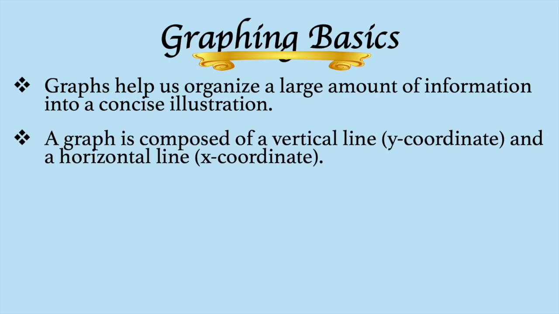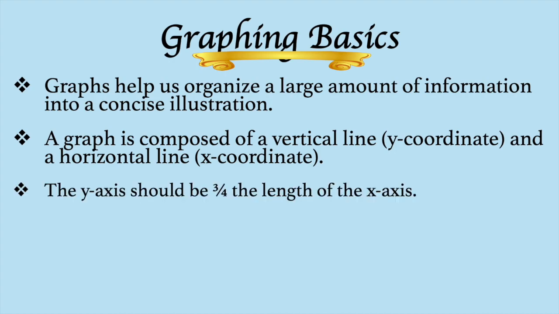A graph is typically composed of a vertical line, which we call the y-axis, and a horizontal line, which we call the x-axis. Now, the y-axis should be 3/4 the length of the x-axis, which means the horizontal line at the bottom on which you plot your x-axis should be longer than your vertical line, your y-axis.